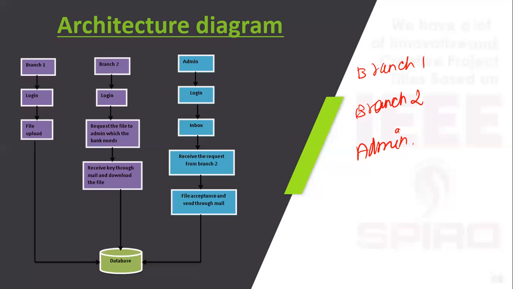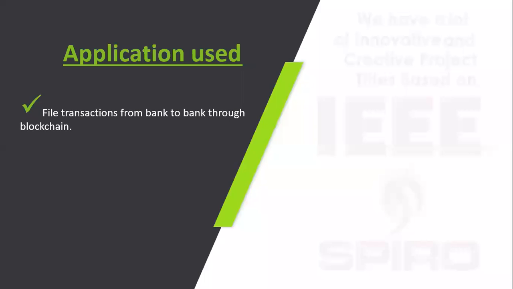After that the file acceptance will be done, and the key will be sent to the mail id of the requesting branch, to their gmail. After receiving the key from gmail, branch 2 can download the file and access it by decrypting it. As for application use, it can be used in bank to bank transactions.